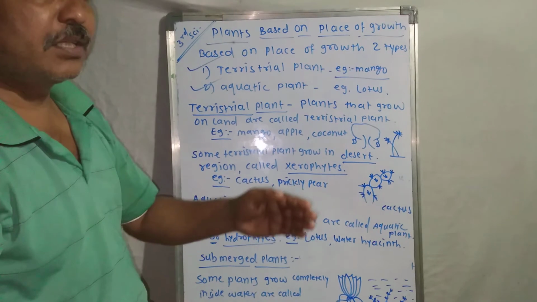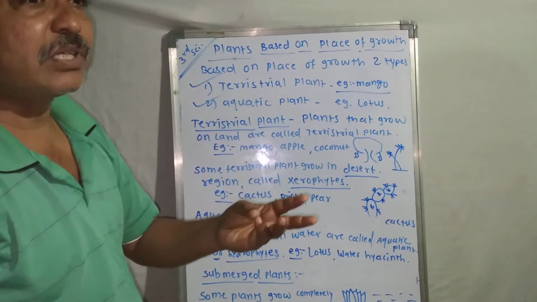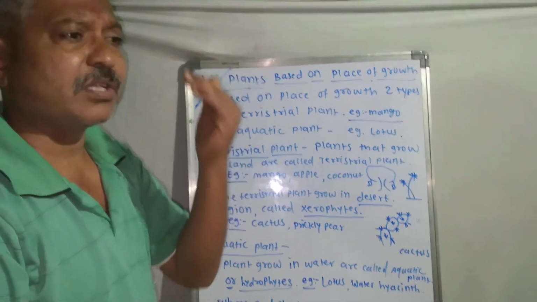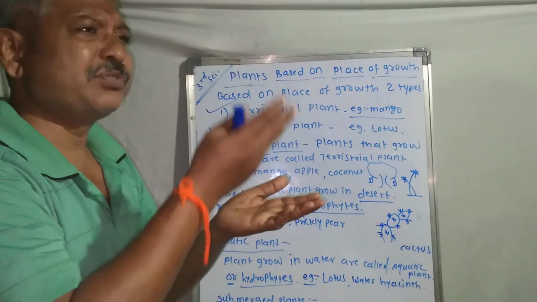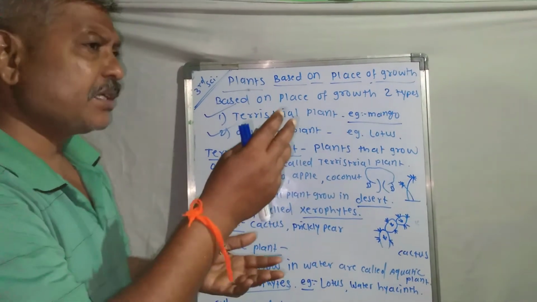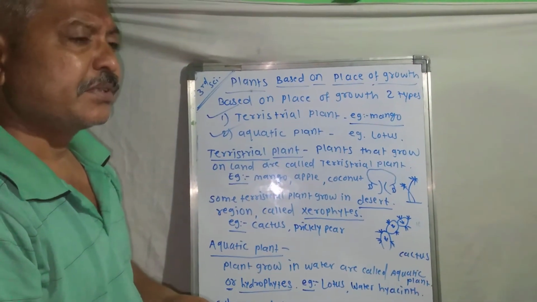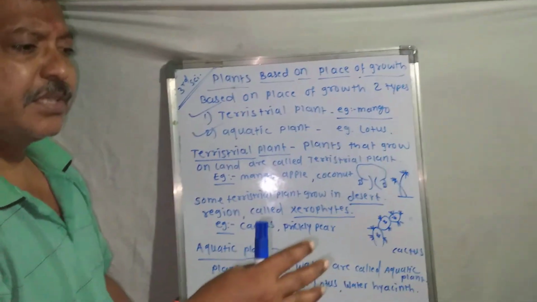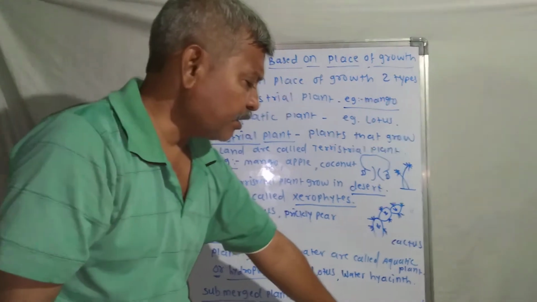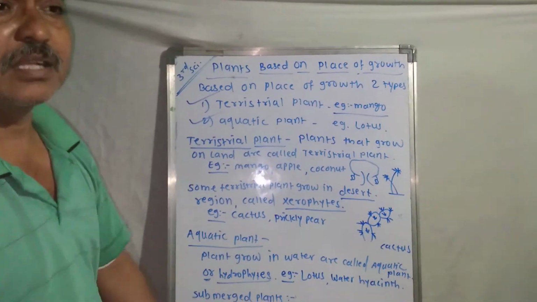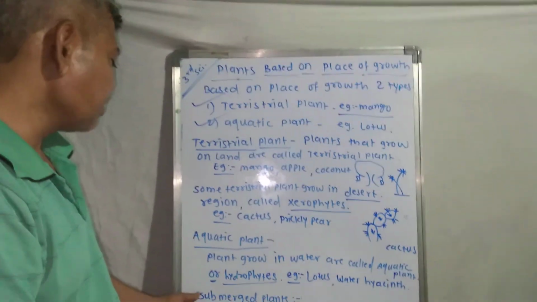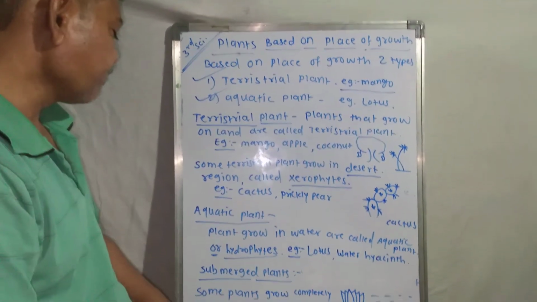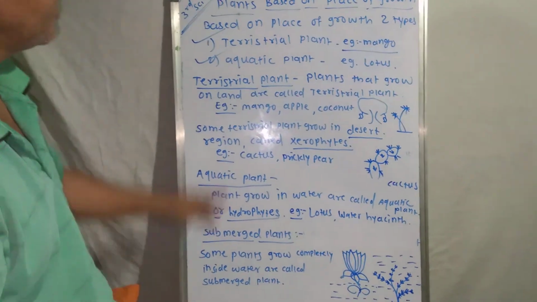Plants like lotus and water hyacinth float on the surface of the water, and for this purpose they show adaptations. And some aquatic plants are totally submerged inside the water, or they grow completely under the water, and those plants are called submerged plants. Means some plants that grow completely inside the water are called submerged plants.